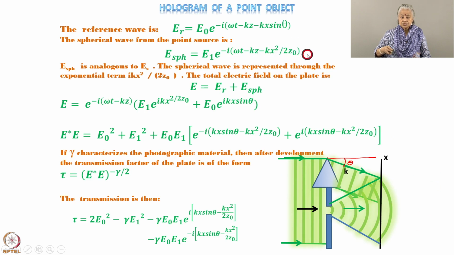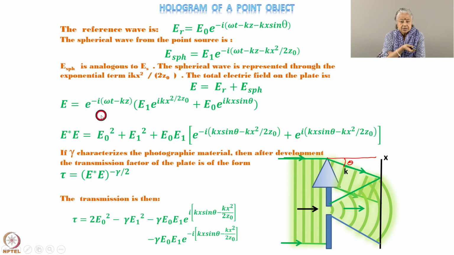The spherical wave is like a point source, and the wave front is concentric spheres growing and growing, and they have a radius of curvature which is given by z0. So, let us get ahead. We want the interference between this and this, and we will record it on this plate, so E is E_R plus E spherical.